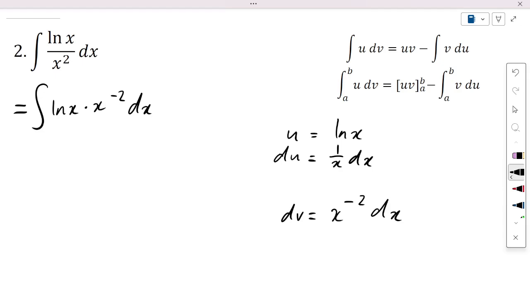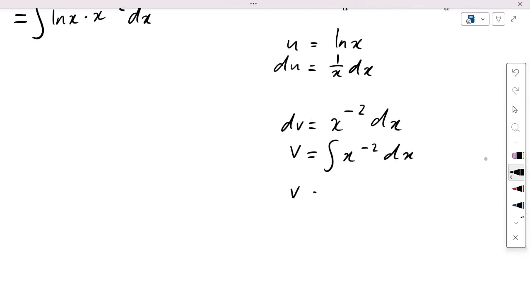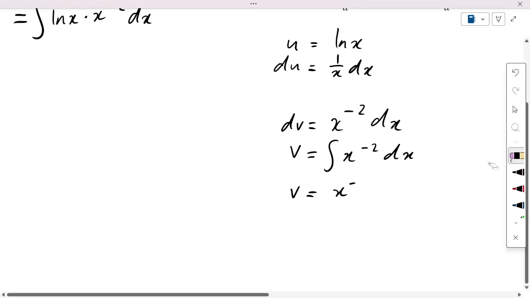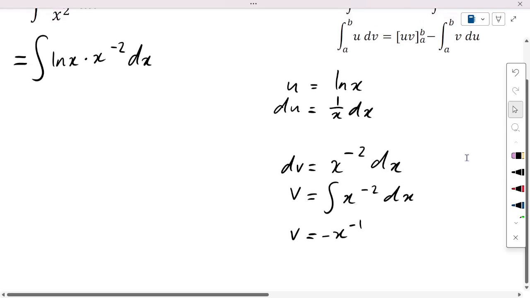To find v, we're going to have to take the integral of x to the power of negative 2 with respect to x. And note how we can actually do that immediately. v is equal to x to the power of negative 2 plus 1, which is negative 1, divided by negative 1. But we can just write it as negative x to the power of negative 1. Not with respect to x, it is plus c. But once again, it's a substitution, so we don't say plus c yet, only for our final answer.